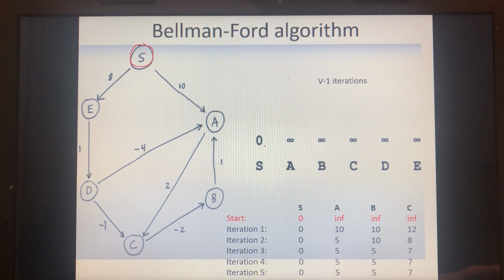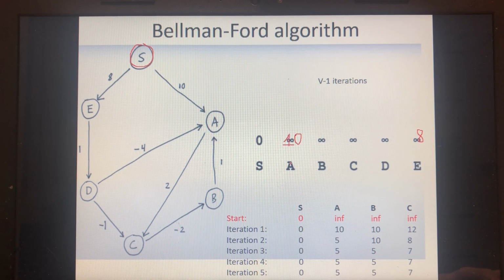Now what we do: from S, while visiting S, we can go where? We can go to A with the distance 10, so we write 10 here. And from S we can go to E by 8. So from S we can't go anywhere else.